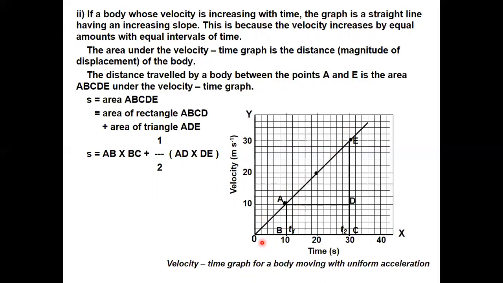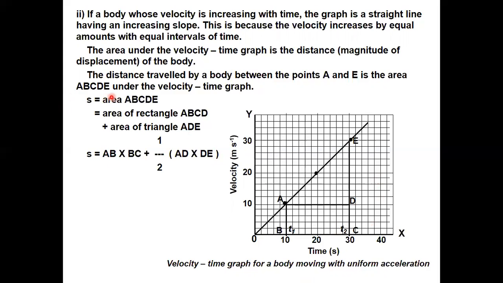Here this is the slope. The slope is also increasing with the increasing time. The area under the velocity time graph is the distance, that is the magnitude of the displacement of the body. The distance traveled by a body between the points A and E is the area ABCDE under the velocity time graph. See children, it is the distance traveled by the body.